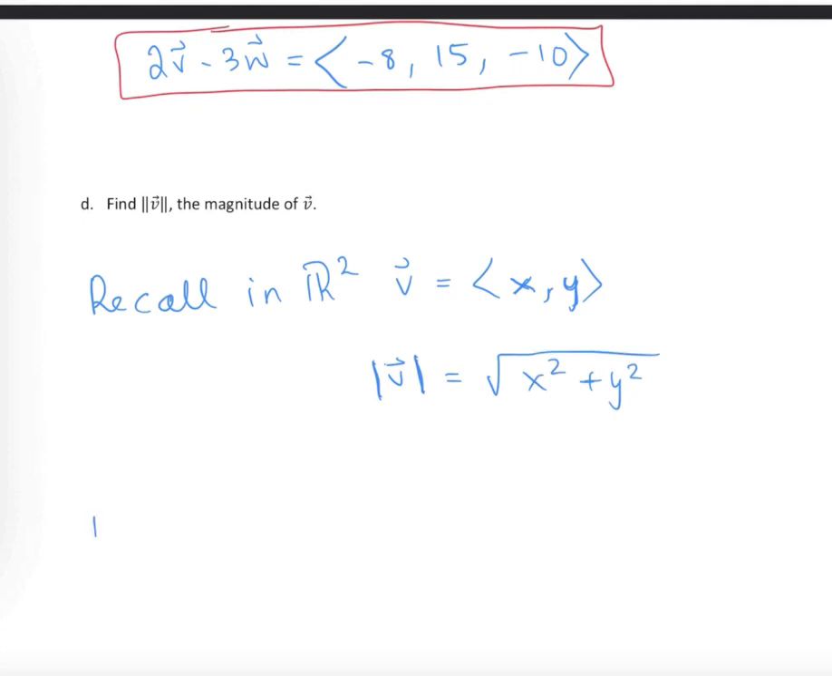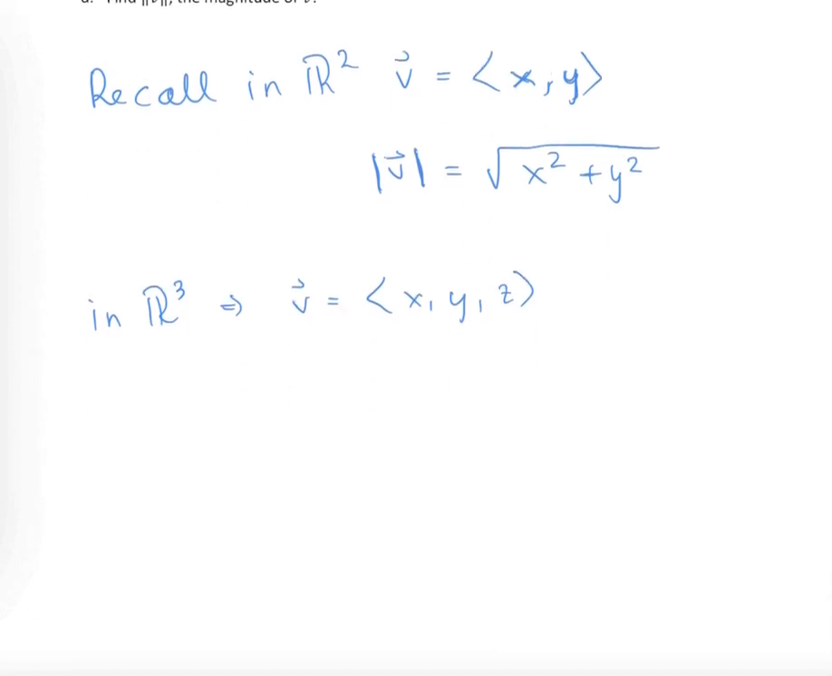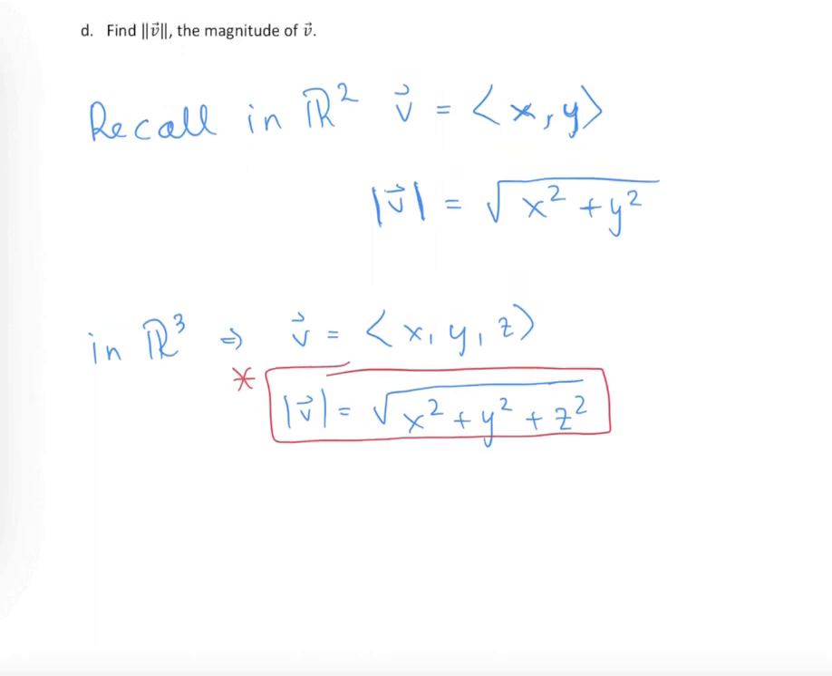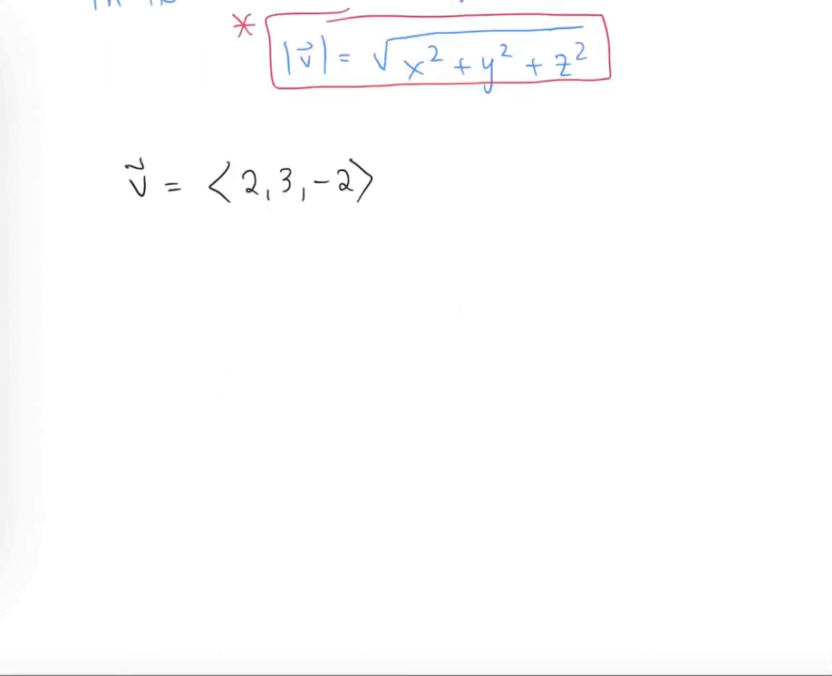Well, similarly in three-dimensional space, we would have a vector whose components are an ordered triple, and the magnitude of that vector is thankfully going to work the same way, where we just square the components and add them together. So this is going to be the formula that we're using to come up with the magnitude of the v vector that we were given above. And the v vector given above, again, was 2, 3, negative 2.